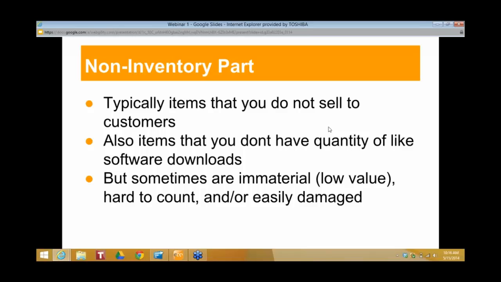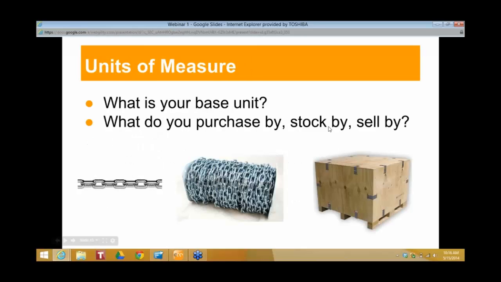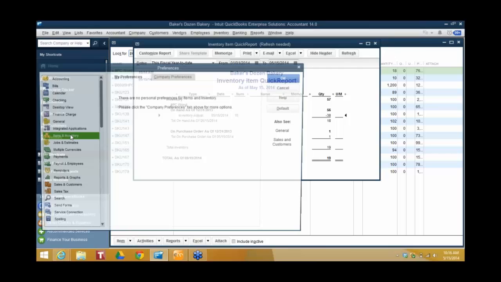If you sell chain by both the roll and the foot, but receive it by the case, units of measure could come in handy. Let me show you a little bit about unit of measure in QuickBooks. If you go to Edit, Preferences, over here in the Items and Inventory section, to Company Preferences, you can see the units of measure area. I've selected to have multiple units of measure per item.